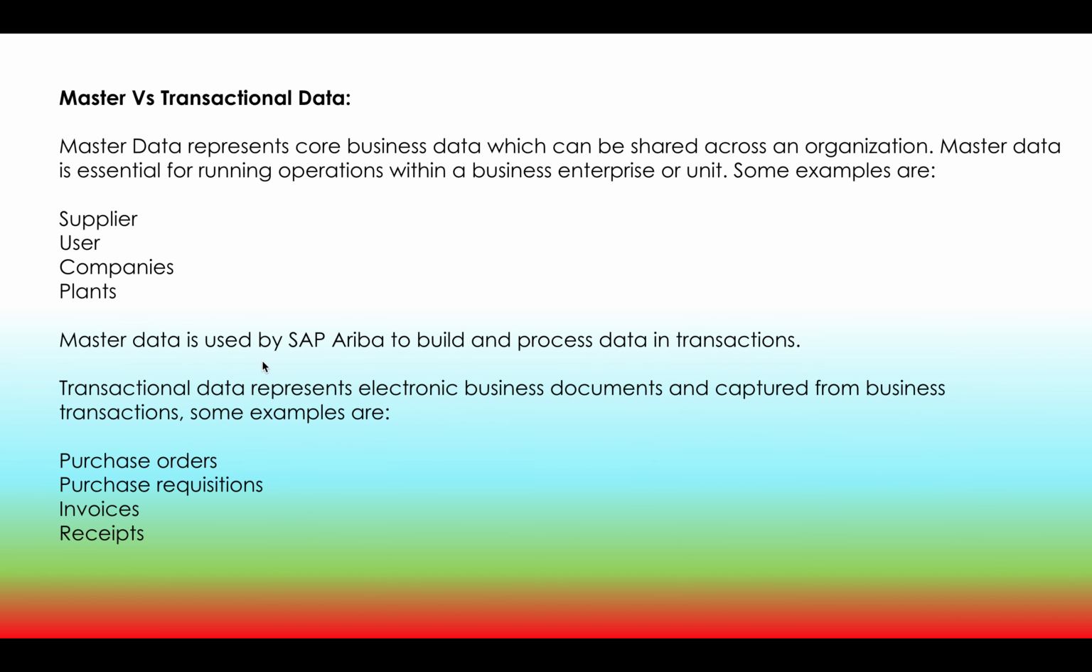Now we can discuss master versus transactional data. Before we go to the integration topic, we need to know the data types, what is master data and what is transactional data. Master data represents core business data which can be shared across an organization. It is essential for running operations within a business enterprise or business unit. Some examples are supplier master data, user data, companies or plants data, organization data.